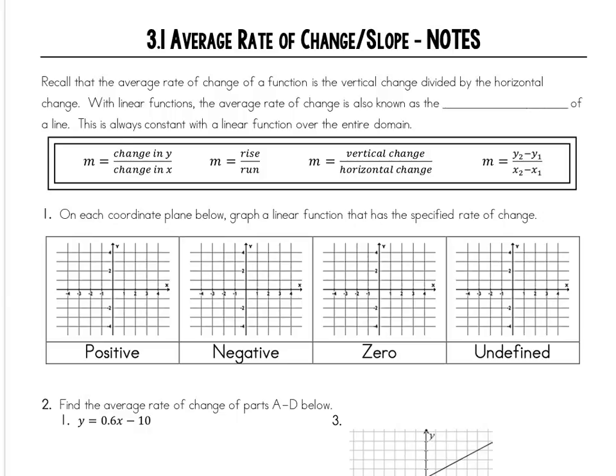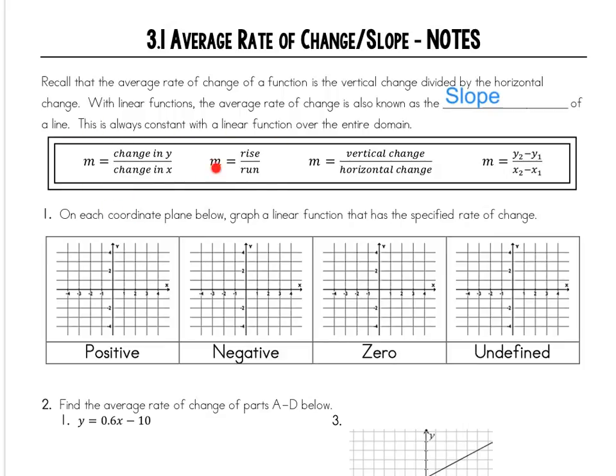You are watching the 3.1 lesson video on average rate of change. Now, last year in 8th grade, you probably did a ton of work, or you remember graphing lots of lines, and the way that you graphed them was where you started, so the y-intercept, and then the slope told you how to move. So in this unit, we're going to talk about the average rate of change, which is really the same thing as slope.